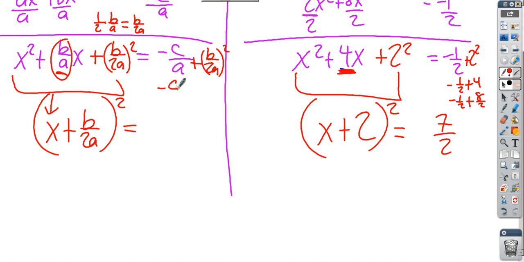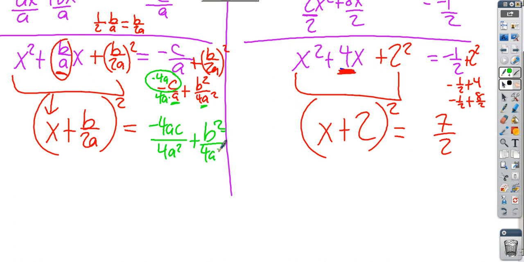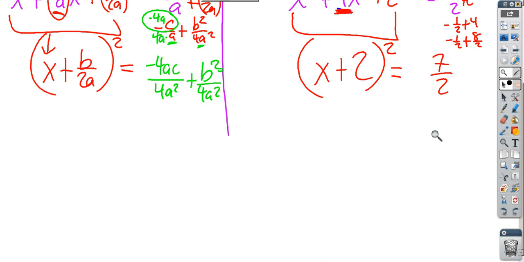Over here we're going to have negative c over a plus, and then b over 2a, the whole thing squared would be b squared over, what's 2a squared? 2a times 2a, that would be 4a squared. Okay, and then we have a fraction here. In order to add fractions, we need a common denominator. So the common denominator of a and 4a squared would be 4a squared. I have to multiply that by 4a, multiply this by 4a, and then we would get the following. We would get negative 4ac, because that's where that comes from, over 4a squared. 4a times a is 4a squared, plus b squared over 4a squared.